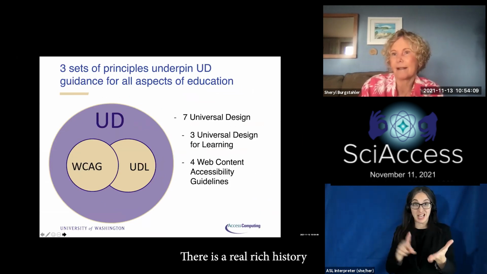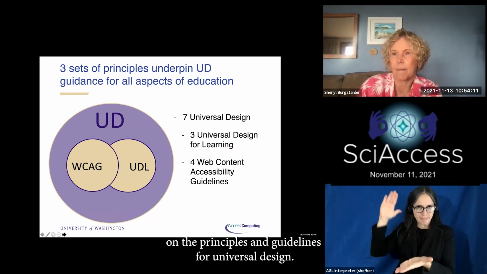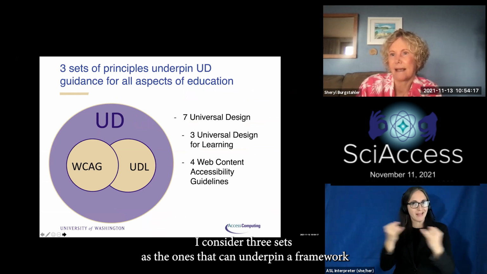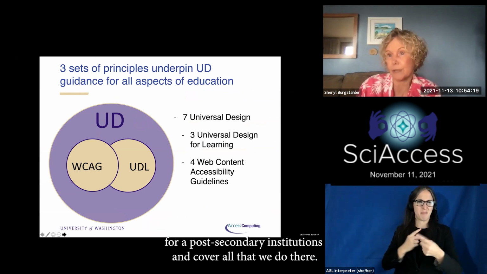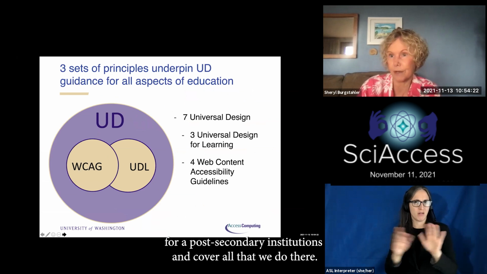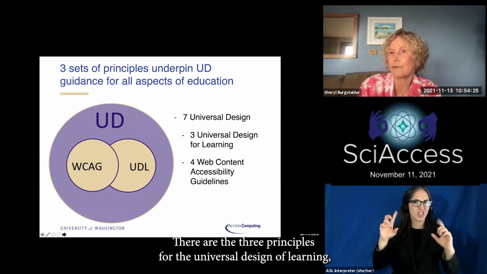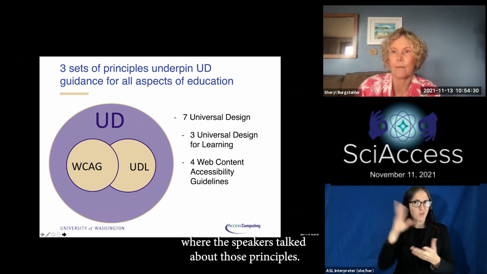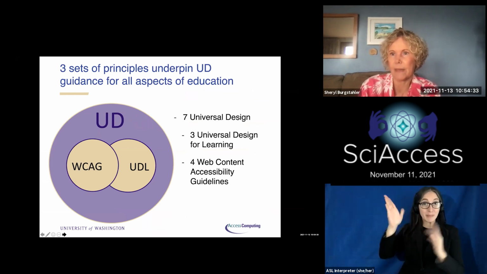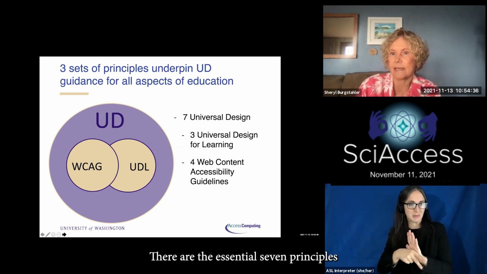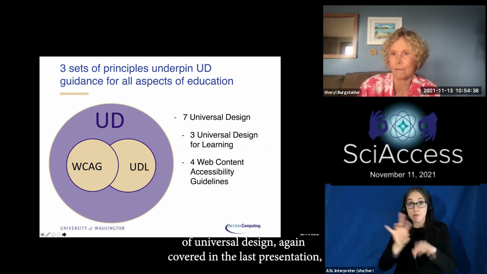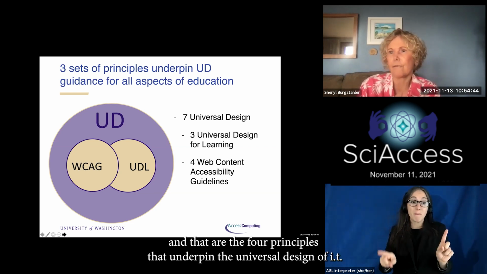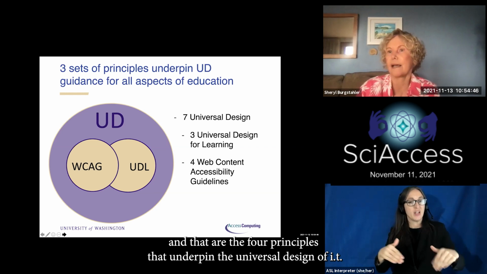There is a real rich history on the principles and guidelines for universal design. I consider 3 sets as the ones that can underpin a framework for a post-secondary institution and cover all that we do there. There are the 3 principles for the universal design of learning, which many of the talks, including the one right before this one, when the speakers talked about those principles. There are the essential 7 principles of universal design, again, covered in the last presentation. But there are 4 other ones that I think are important. And that are the 4 principles that underpin the universal design of IT.